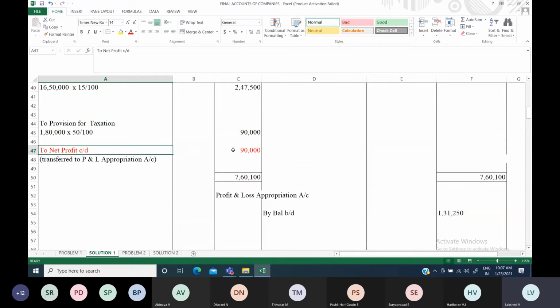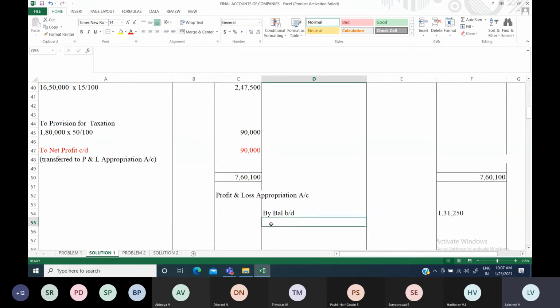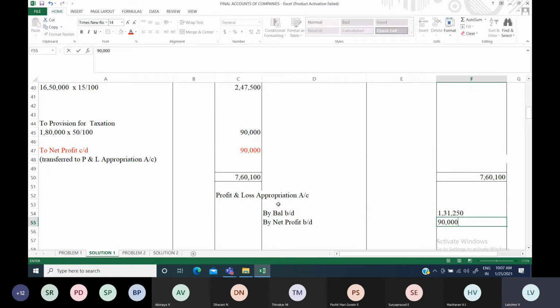Okay. Now moving to the other items. This net profit has to be taken to the P&L appropriation credit side. So mention it as by net profit brought down. So the amount is 90,000. So this will be taken.